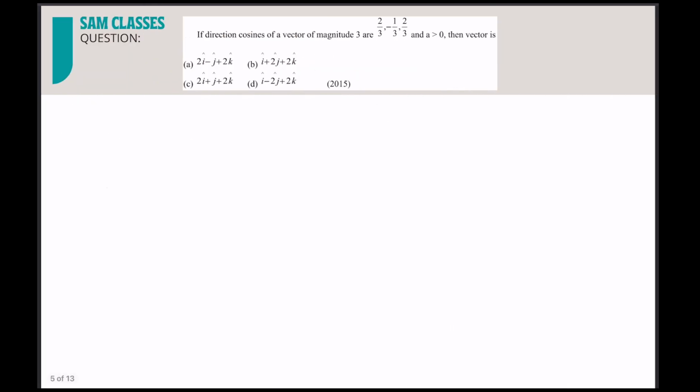Let's see the next question. The DC of a vector whose magnitude is this much is 2 by 3, minus 1 by 3 and 2 by 3. So see, this is positive, this is negative, this is positive. So you need to see the direction ratio of the vector has to be first positive, negative, and then positive. So let's see, positive, negative, positive, this can be, this and this directly we can eliminate.